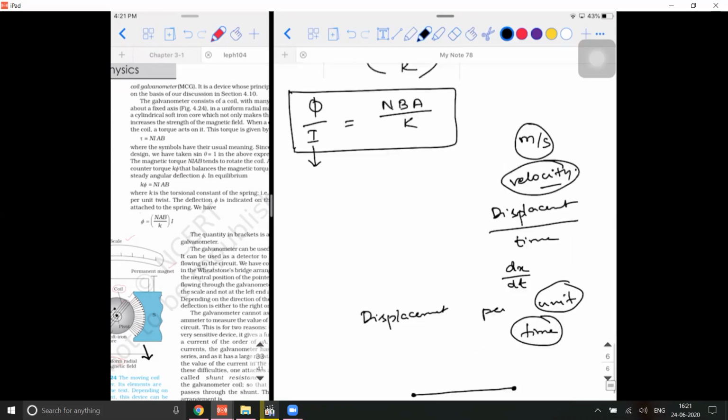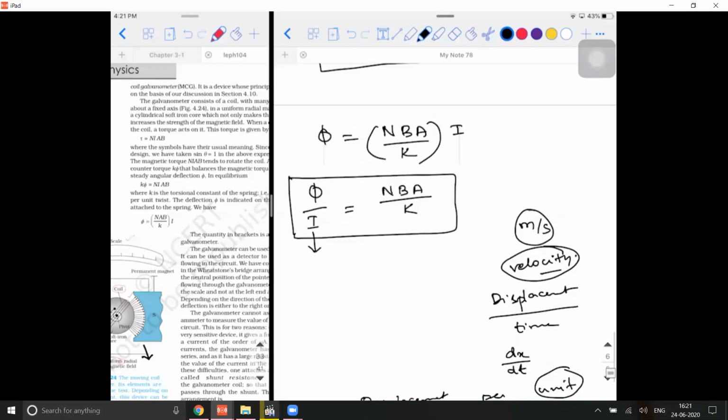So whenever you write terms in physics, if the terms in the numerator and denominator are different terms, then the term which is in the denominator is given a word called unit. In a similar way, here what did I say phi as?